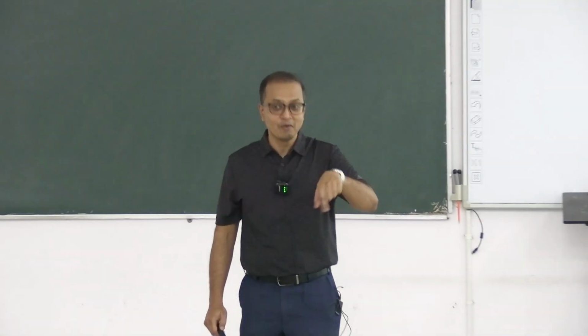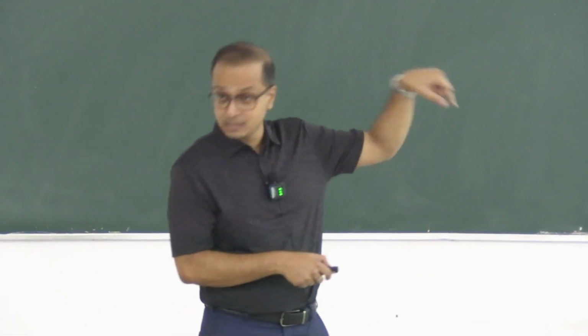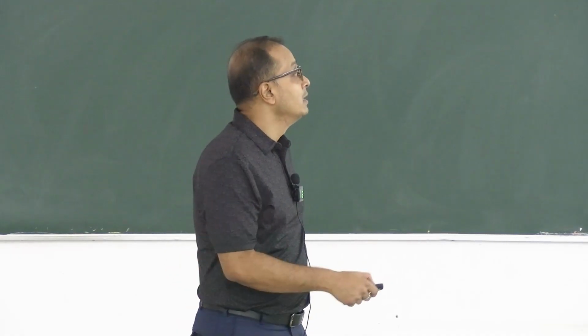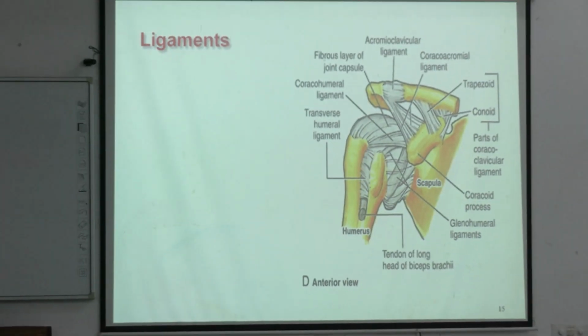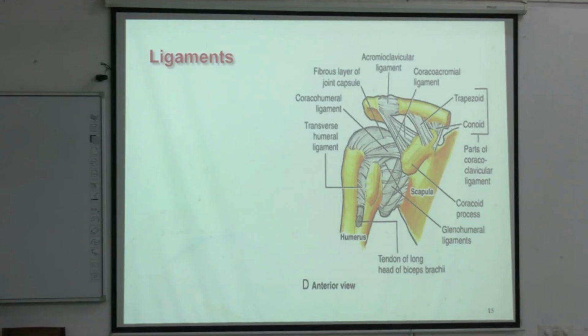No, inside, okay, my bad. Okay, inside to it, if you cut this, then only we can see this. Okay, good. So, this capsular ligament is this one which is wrapping. Then we have these special ligaments which are present in this particular joint.